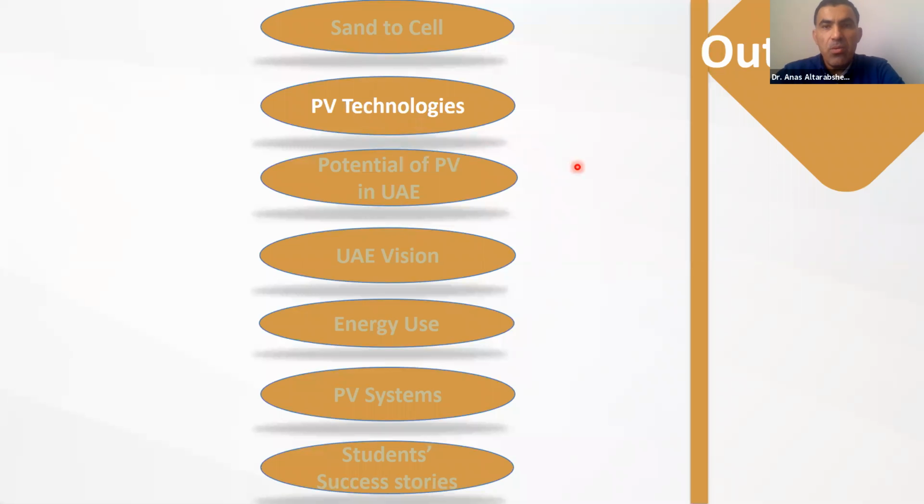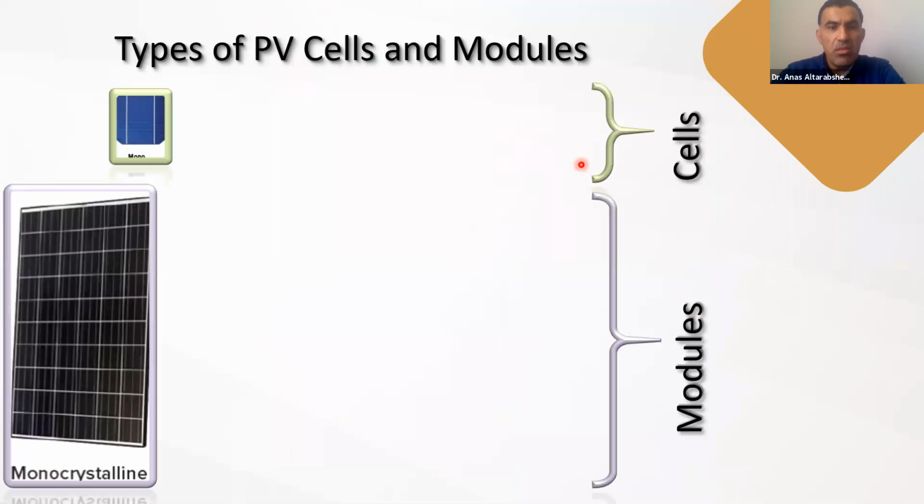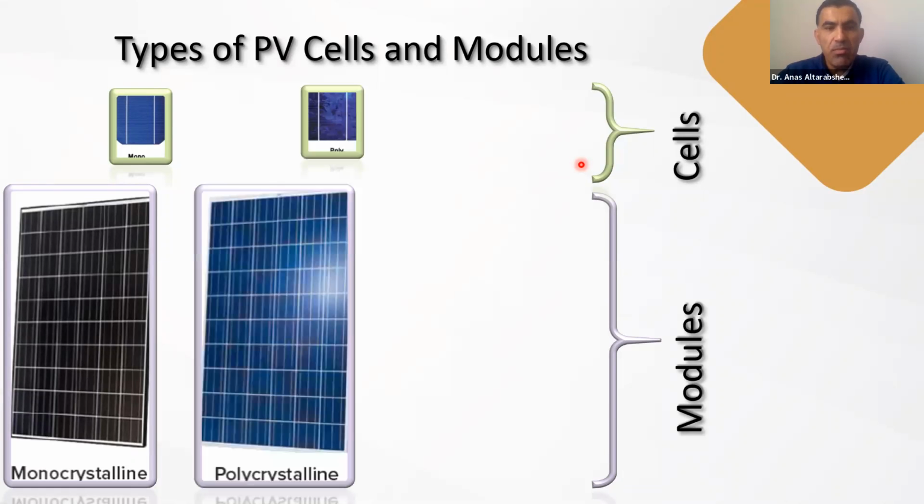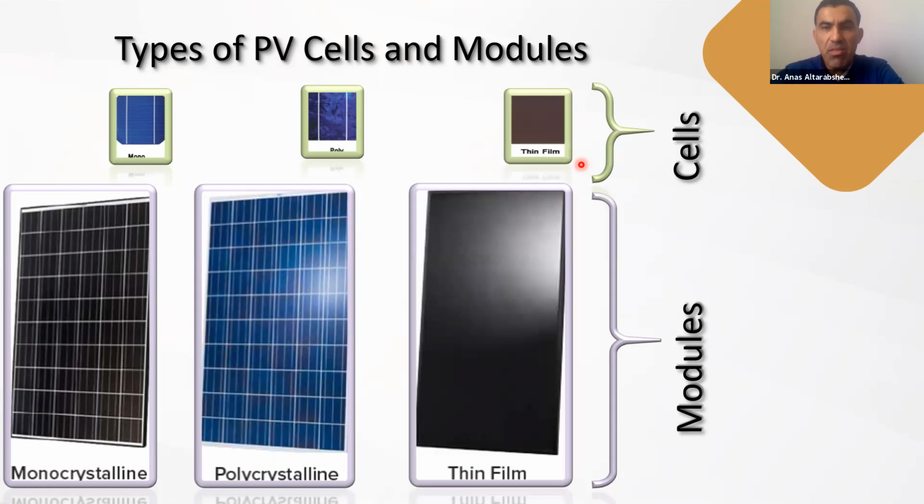Okay. Now we start right now with the PV technologies. We have monocrystalline cell or monocrystalline module, we have polycrystalline cell and polycrystalline module, and we have thin film cells and thin film modules. The main difference here is how the atoms are arranged within the material itself.